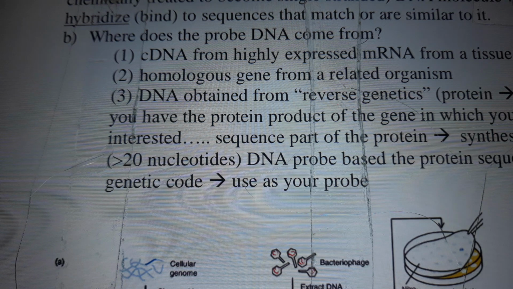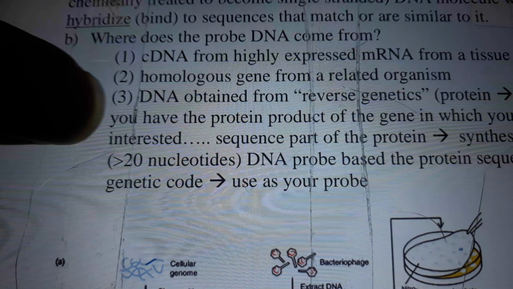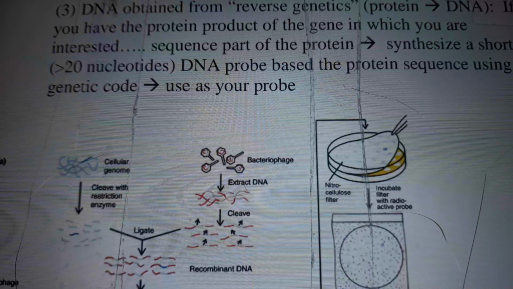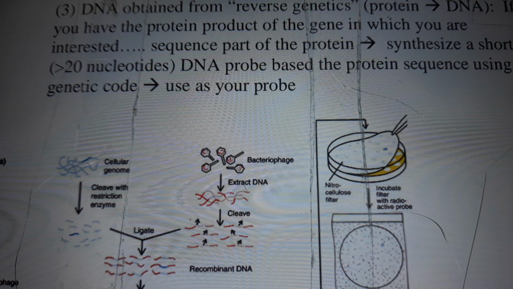B. Where does the probe DNA come from? 1. cDNA from highly expressed mRNA from a tissue. 2. Homologous gene from a related organism. 3. DNA obtained from reverse genetics, protein to DNA. If you have the protein product of the gene in which you are interested, sequence part of the protein, and synthesize a short DNA probe, greater than 20 nucleotides, based on the protein sequence using the genetic code. Use your probe.